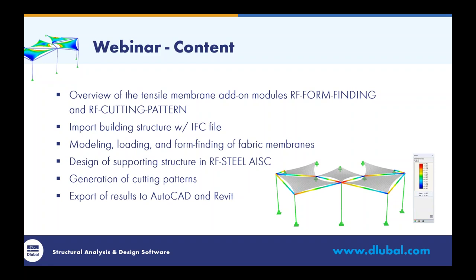So I want to quickly give an overview of the tensile membrane add-on module, RF-FORM-FINDING, and a little bit later on we'll get into the other add-on module, RF-CUTTING-PATTERN. I want to first start off with our example today by importing in a building structure with an IFC file. The purpose of this is just to make sure that we set up the canopy geometry correctly to frame into our adjacent building. Then we'll move on to modeling, loading, and performing the form finding procedure of these fabric membranes for our canopy. We can even design the supporting structure, which we'll touch on with one of our other add-on modules, RF-STAHL AISC. We'll generate the cutting patterns, again with the use of the add-on module RF-CUTTING-PATTERN. And lastly, I'll show you how to export these results to both AutoCAD and Revit.